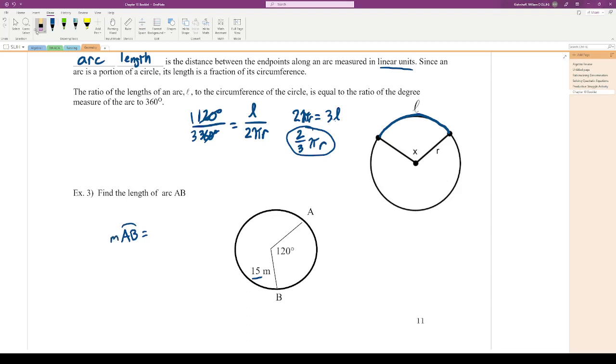I need to check that. AB is going to be equal to 2/3 times pi times 15 meters. So 15 over 3 simplifies to 5, and we would get 10 pi meters.